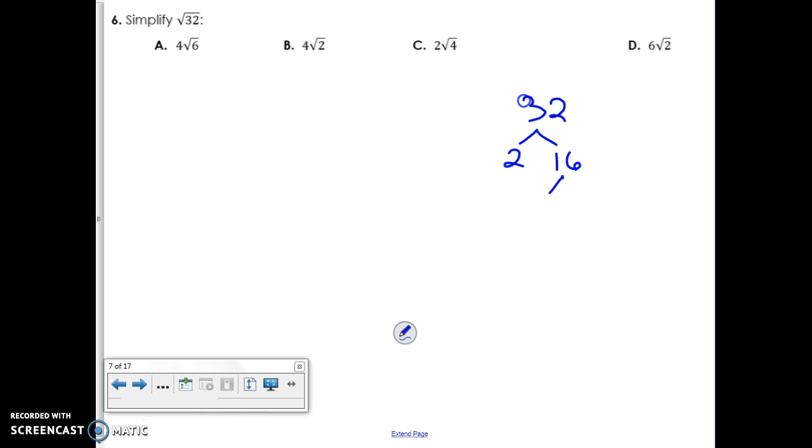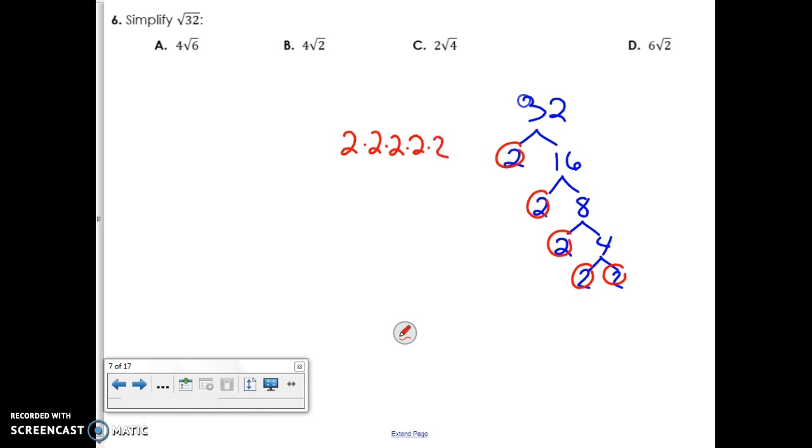We move on. 16 can be broken down as 2 times 8, and then 8 as 2 times 4, and finally 4 as 2 times 2. So we have all the prime factors, and we have the number 2 to the 5th power. Each of these are prime numbers, so I'm going to write it as the number 2 5 times.